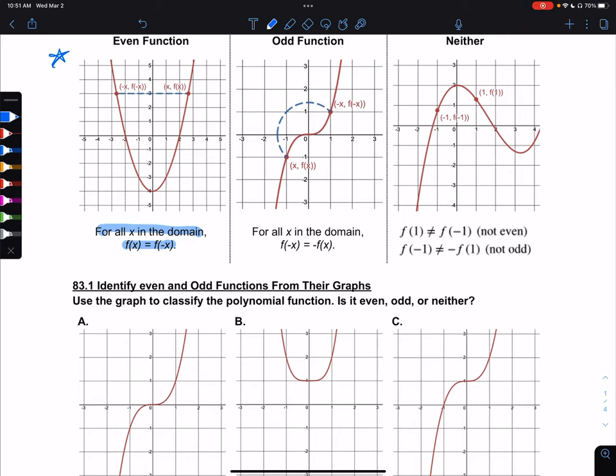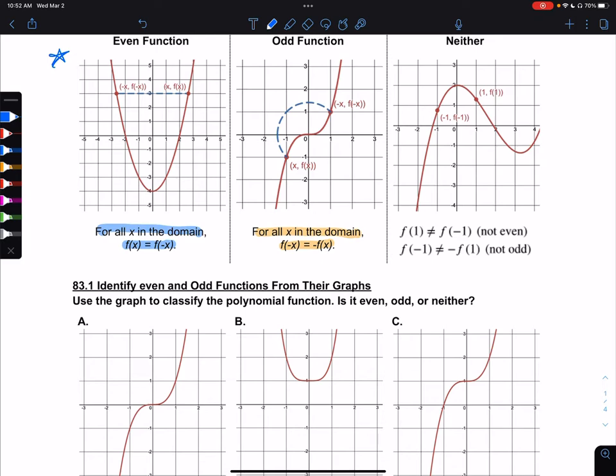An odd function, for all x in the domain, f of negative x equals negative f of x. So what's going to happen here is your graph is reflected across the origin. Or if you rotate the graph 180 degrees, if you were to spin it around, you'll get the same graph. So that would be an odd function, if it's reflected about the origin. And then if it's not reflected over the y-axis or the origin, then it would be neither. That just falls into kind of the obvious sense there.